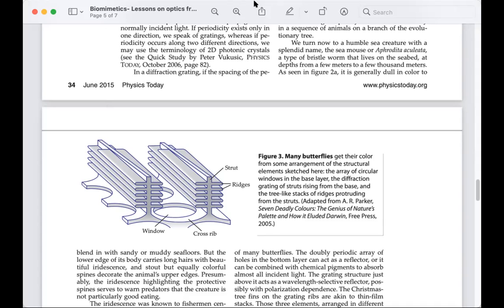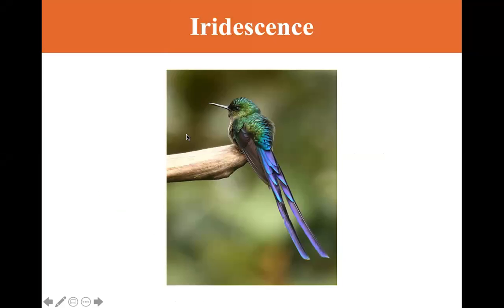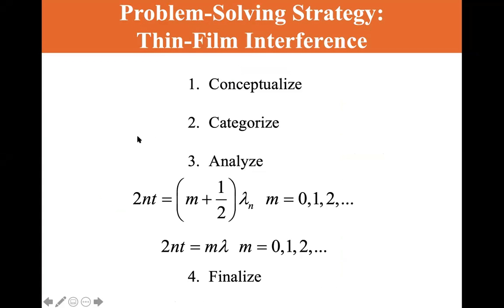So let's go back to the PowerPoint, and there it is. And I think that ends the discussion. Just the problem solving strategy: conceptualize, think about what's going on physically in the problem, identify the light source and the location of the observer. Then you categorize it, confirm that you should use techniques for thin film interference by identifying the thin film causing the interference.